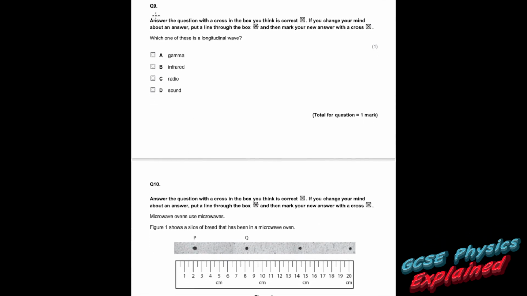Question 9. Which one of these is a longitudinal wave? Gamma, no, that's transverse. Infrared, no, that's transverse. Radio, no, that's transverse. Sound, yes.